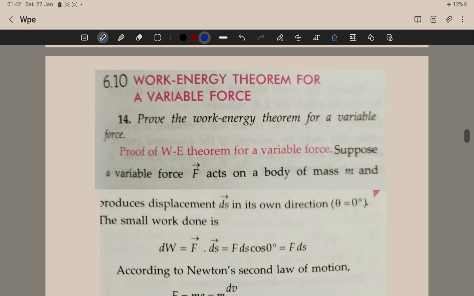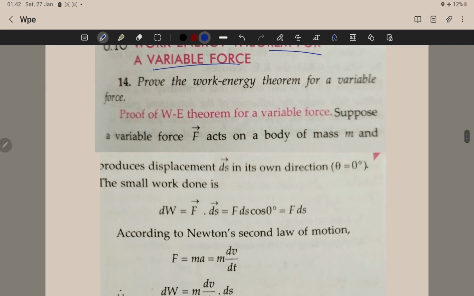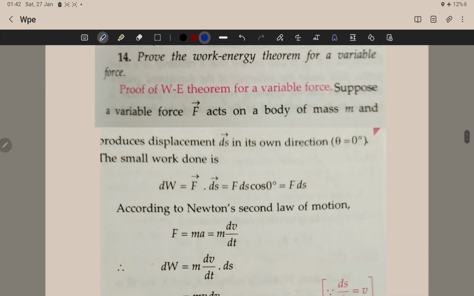Okay, so let's learn the work energy theorem for the variable force. We learned it for the constant force. Now let's start with the variable force. So what is the statement? Prove the work energy theorem for the variable force. So we have to prove the same statement.